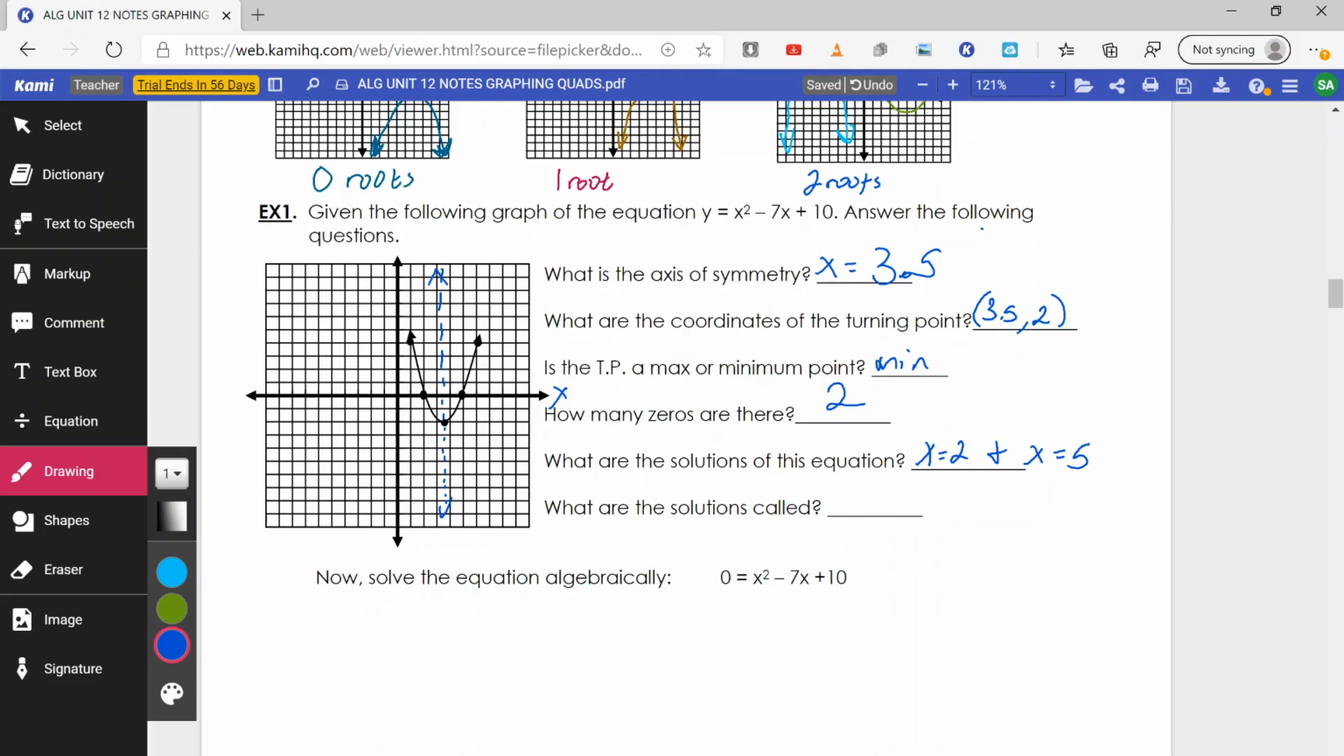And again, what are the solutions called? They're called roots. So again, depending on the language used, you will see the roots, or you would see solutions, or you could see zeros. They're all the same thing. Roots, solutions, zeros, same thing. It just depends on what we have.